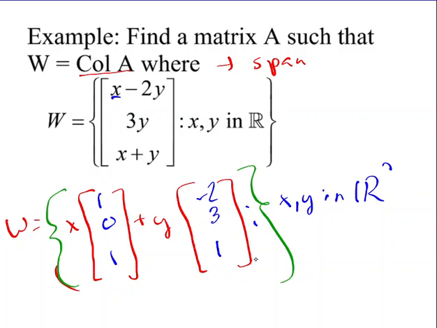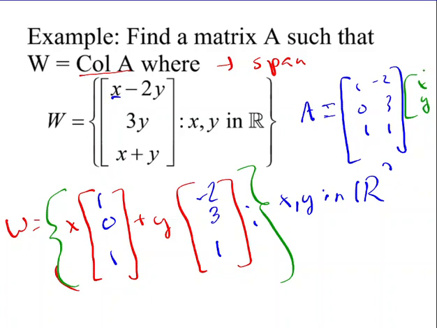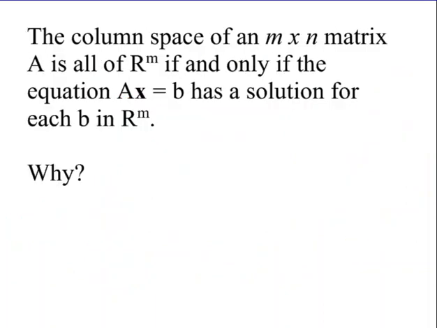So A really is our coefficient matrix. The coefficient matrix for this one in terms of X and Y is 1, 0, 1, -2, 3, and 1. And our two variables are X and Y. And we can just say that that's going to be times X and Y. And when we multiply A times U, we get out W. So A times U is how we express what W is. That's really what that is. Those are the columns of A.